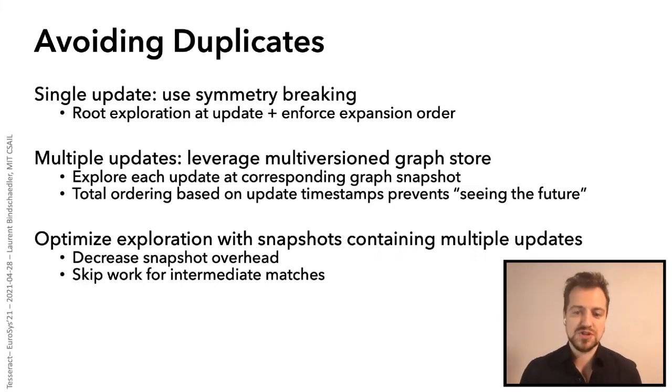Finally, we also propose an optimization called snapshot-based exploration, where we group multiple updates into a single graph snapshot. This allows us to decrease the overhead of maintaining multiple snapshots and also to speed up mining by skipping intermediate matches between two snapshots. More details about that are in the paper.